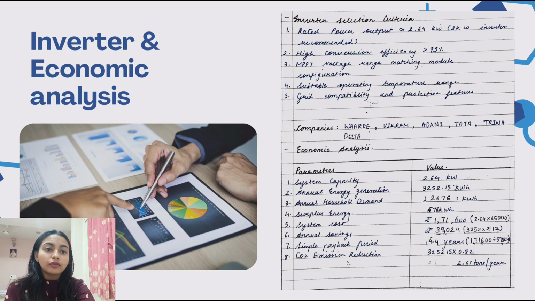The total cost of installation is about 1.71 lakhs. We also calculated the annual saving of about 39,000, which gives a simple payback period of approximately 4.4 years. In addition, the system reduces about 2.7 tons of carbon dioxide emissions per year, helping protect the environment.